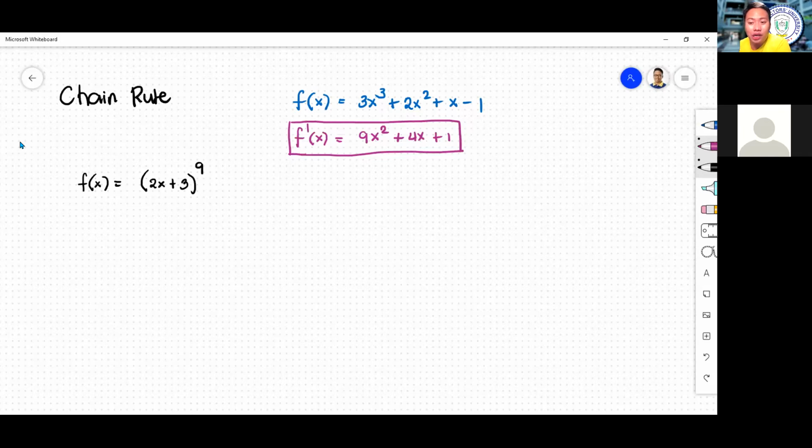Okay, so how do we go about this? Do we have to expand first before doing the derivative? You might be thinking, sir, if we will have to do this.